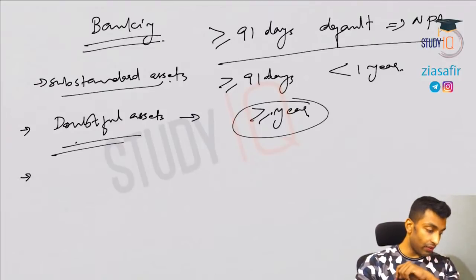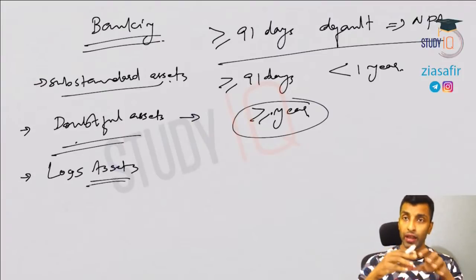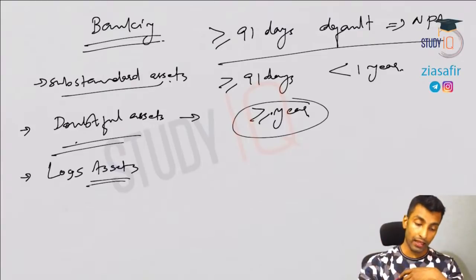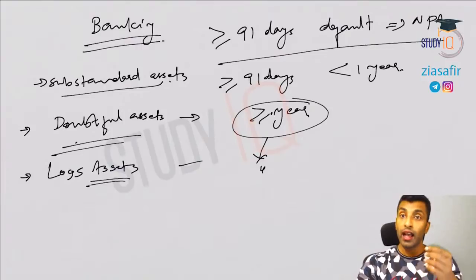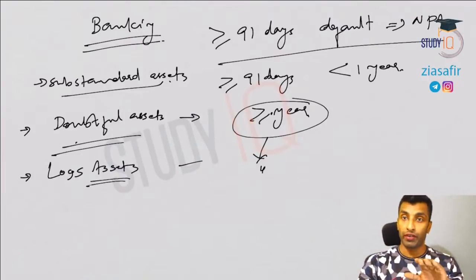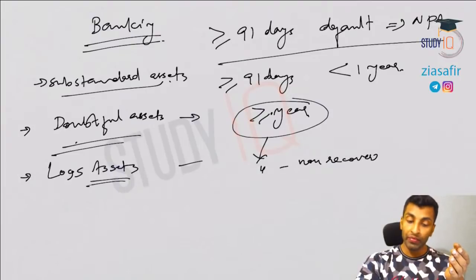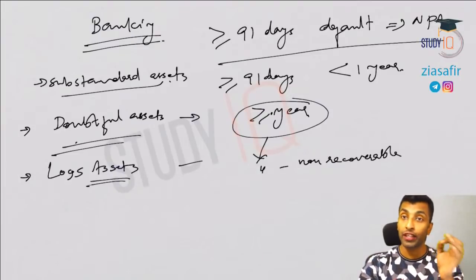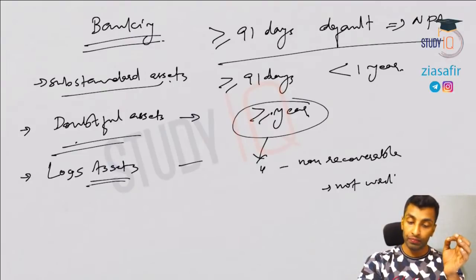What is the third category? We have discussed about loss assets. Loss asset remains NPA for more than 12 months, and this condition has to be there: NPA for more than 1 year, and it has been identified by the auditors as non-recoverable, and at the same time it has not been written off from the balance sheet of the bank. So, not written off.